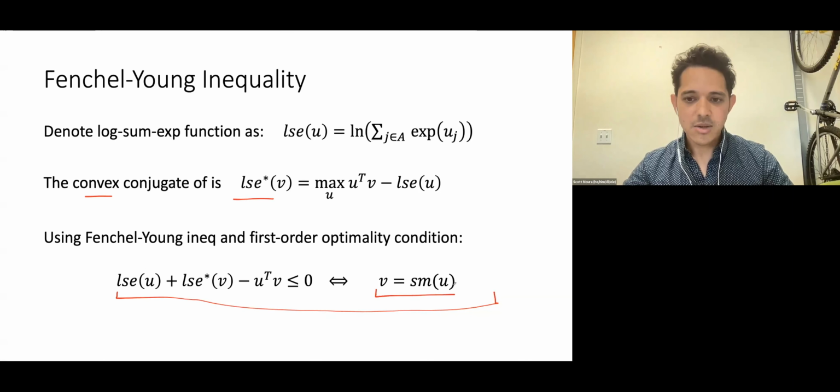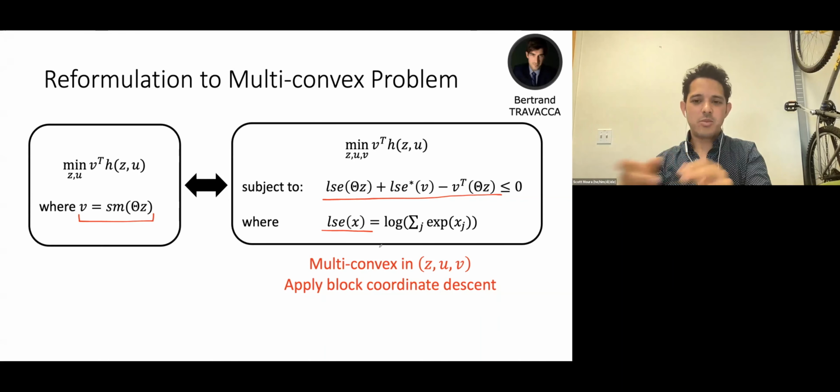And it turns out this is multi-convex in the optimization variables Z, U, and V, which means you can do a block coordinate descent. And this is very intuitive. It means freeze two of the variables and then optimize with respect to the third, rotate, and then do the same with the next variable, freezing the other two, and just keep going.